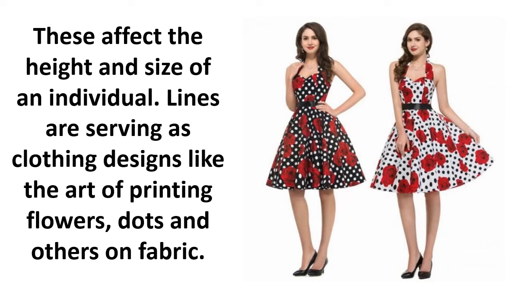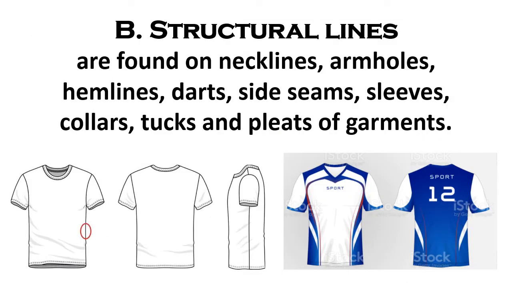Lines are serving as clothing designs, like the art of printing flowers, dots, and others on fabric. Structural lines are found on necklines, armholes, hemlines, darts, side seams, sleeves, collars, tucks, and pleats of garments.